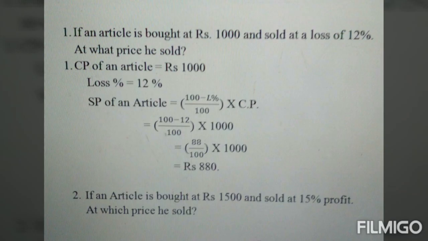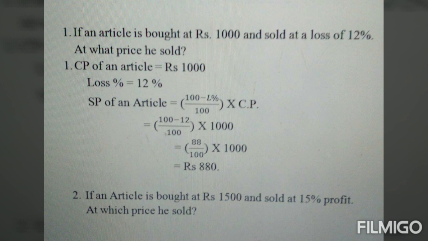If an article is bought at rupees 1000 and sold at a loss of 12%, at what price is it sold? Means someone has bought an article for rupees 1000 and sold it at a loss of 12%. So we have to find out the selling price. We can write cost price of the article is 1000, loss percent is equal to 12%, and selling price of the article will be 100 minus loss percent upon 100 into cost price, means 100 minus 12 upon 100 into 1000. 100 minus 12 means 88 upon 100 into 1000. So we'll cut two zeros and it becomes 880.